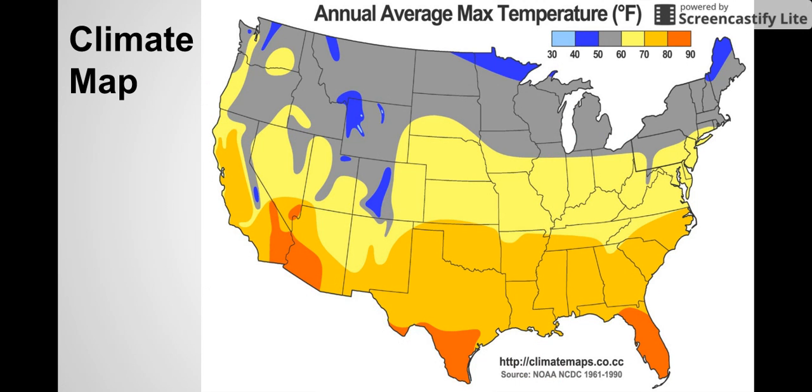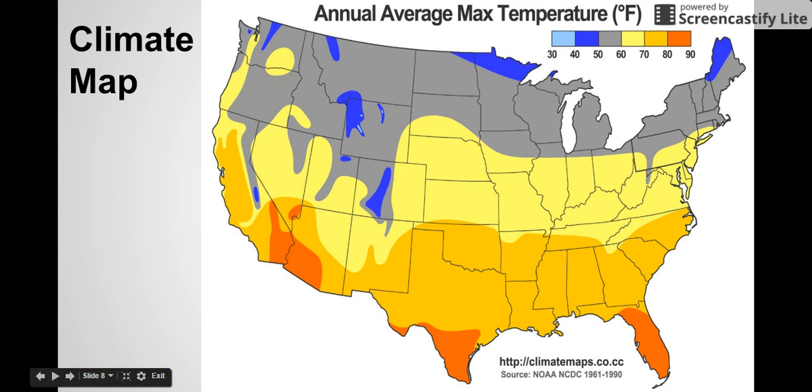Another very common kind of map is a climate map. And a climate map shows some kind of a weather or temperature, rainfall, something in the category of climate. This one is just about annual maximum temperature in the United States. You can use the legend up top to identify where different parts of the country are warmer in temperature or colder in temperature.